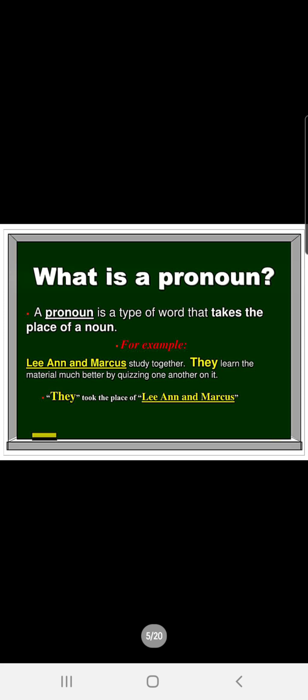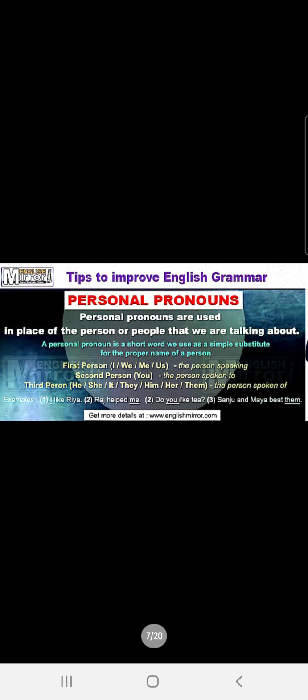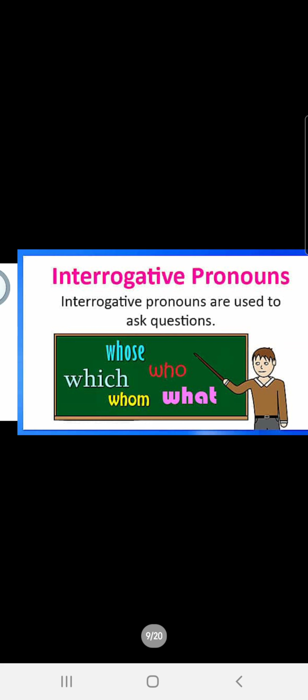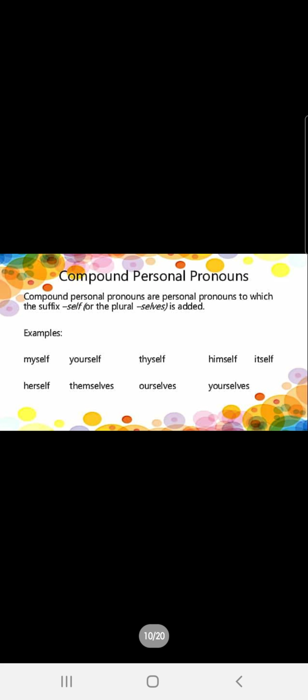Children, this is your English language class and we are going to continue with pronouns. Children, in our last classes we have seen what is a pronoun, and then under types of pronouns we have seen personal pronouns, demonstrative pronouns and interrogative pronouns. Now today we are going to start with compound personal pronouns.